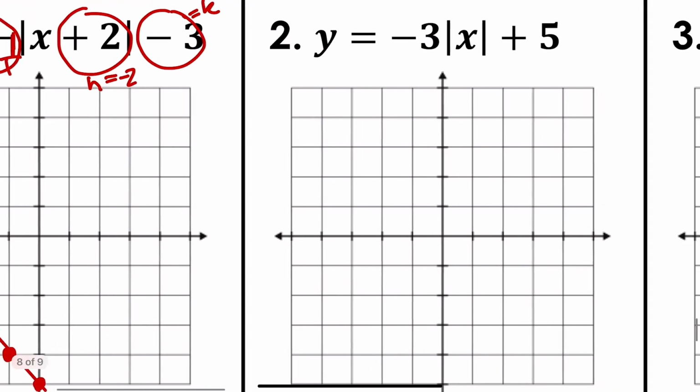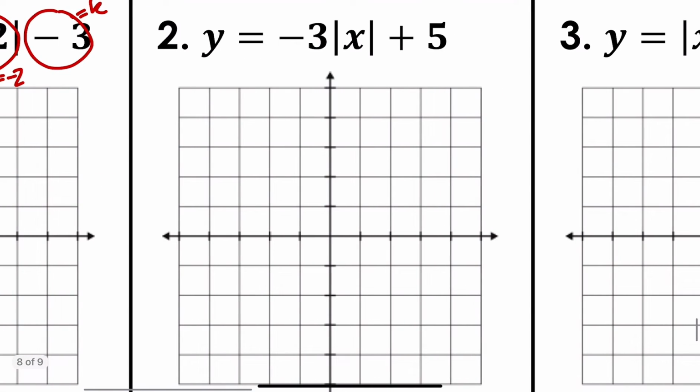All right, let's take a look at number 2. Okay, we're still going to do the same thing. We still need to find our A, H, and K first. That is your very first move. So let's see. A is going to be our very first number. That's going to be 3. H. Nothing here.